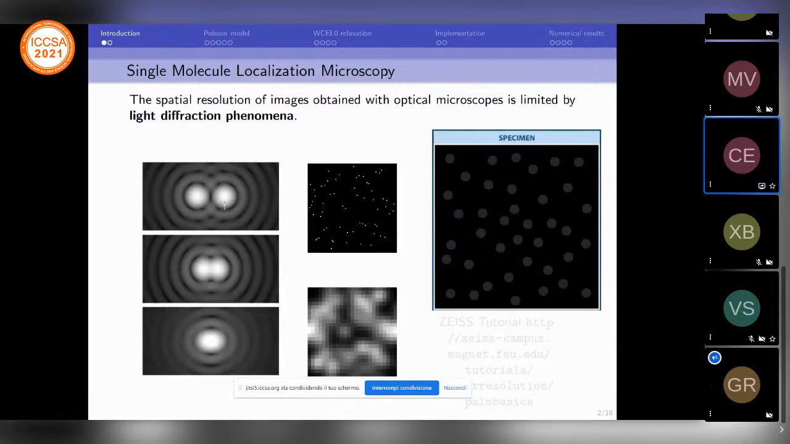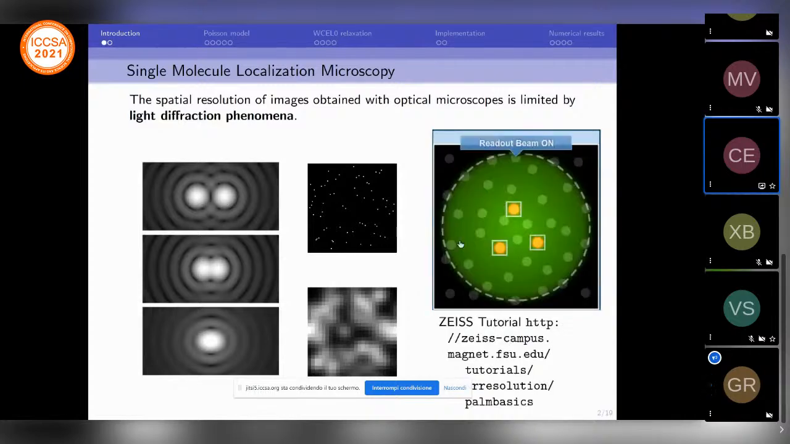Cannot detect two point sources when they are closer than the lobe of the Airy disk. With these fluorescent molecules, when they are excited by a laser beam, only a small number of these molecules are able to interact and emit energy.